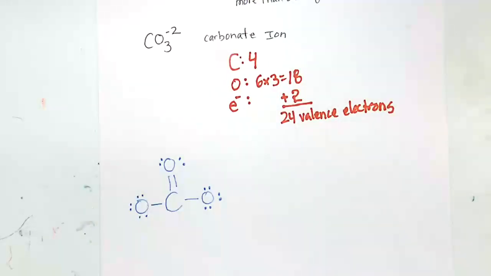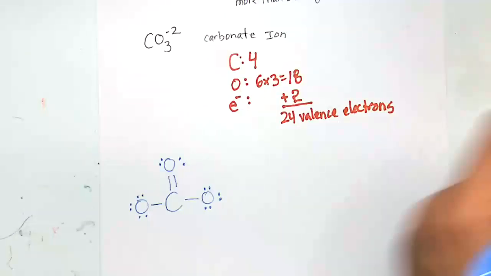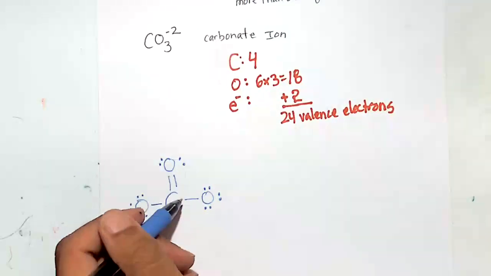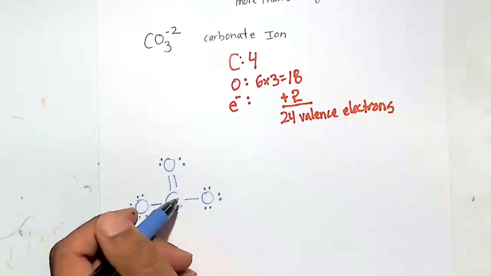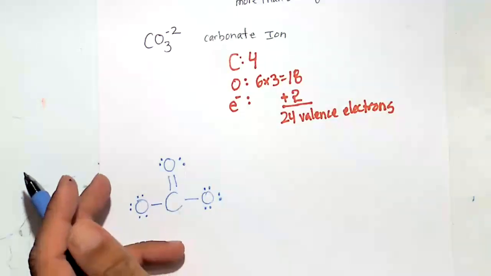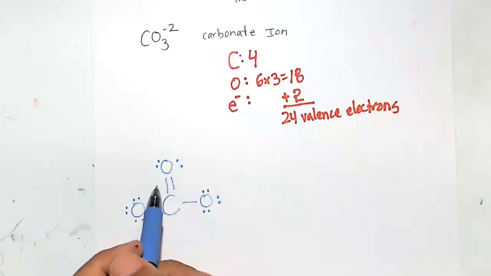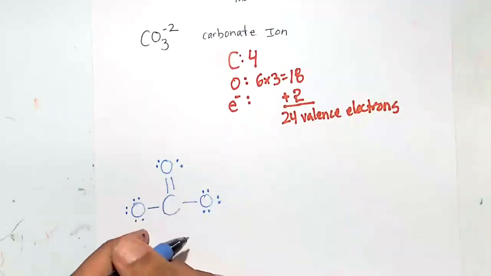Without looking on the computer, without looking on your phone, you should be able to do this. So why did I make this arrangement like this? First of all, is this the right structure? The answer is yes, it is the right structure. So these are our 24 electrons.